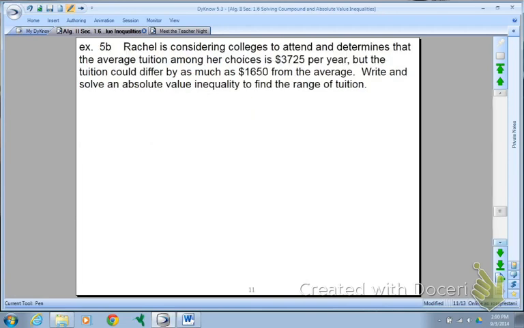Rachel is considering colleges to attend, and she determines that the average tuition among her choices is $3,725 per year. But the tuition could differ by as much as $1,650 from the average. Write and solve an absolute value inequality to find the range of tuition. So we've got the tuition minus, what is the center? $3,725, and it could differ by how much? $1,650.